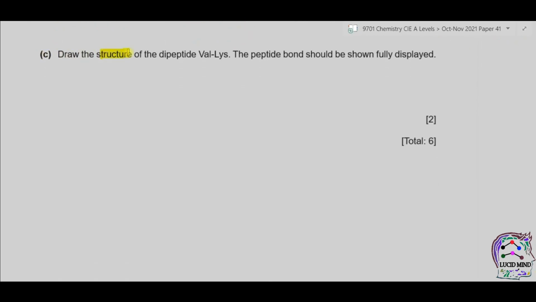Part C. Draw the structure of the dipeptide valine lysine. The peptide bond should be shown fully displayed. This is lysine. We have NH2, (CH2)4, NH2, C double bond O, OH.